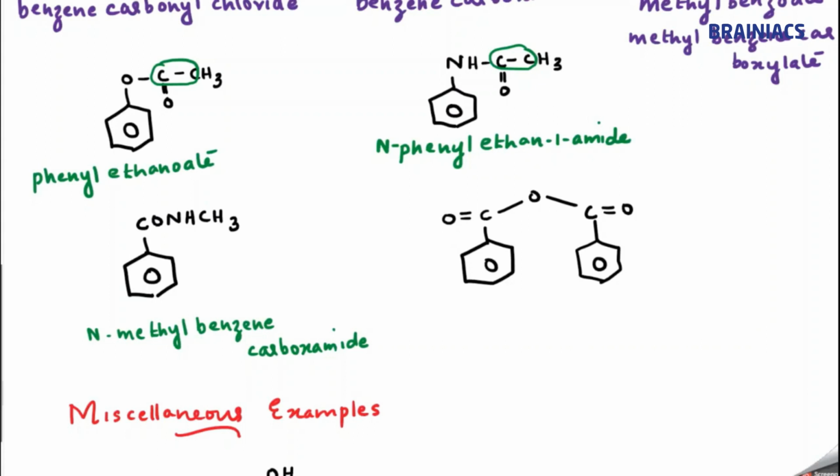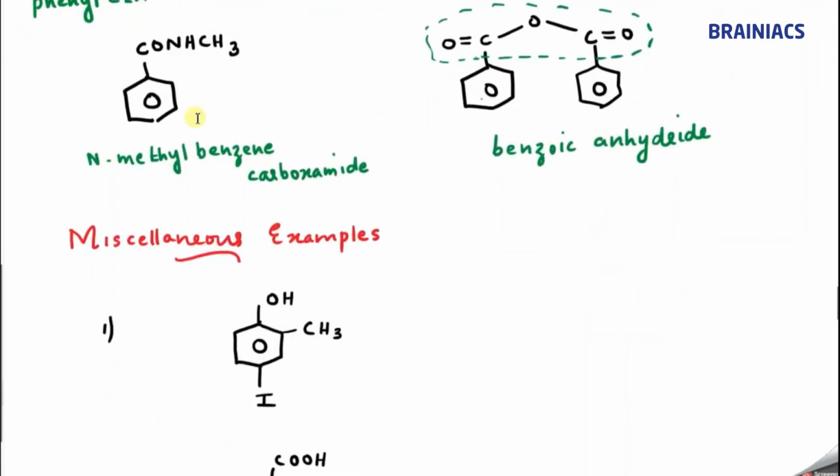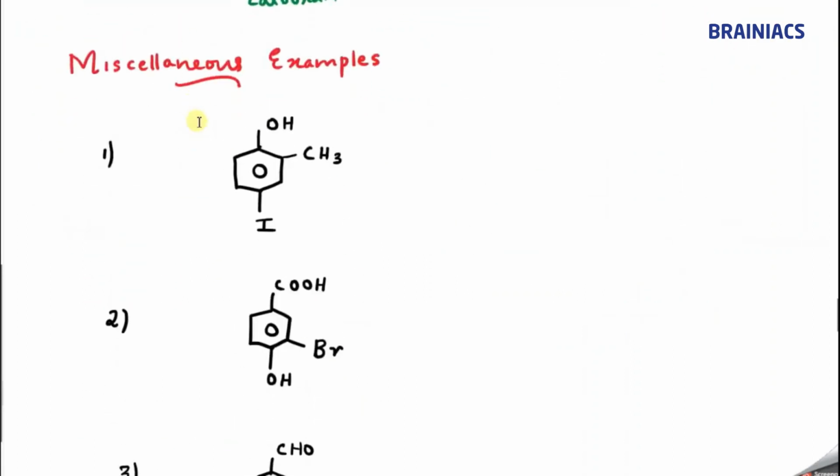Now what about this one? This we have already learned. This linkage is very famous, COOOC. This is an anhydride. Since it is a symmetrical anhydride, we know benzene is coming at both ends, so we can say benzoic anhydride, correct? We have learned already the naming of anhydrides. Okay, benzoic anhydride. Now almost all things are completed, we will do some miscellaneous examples and wind it up. Okay, so let me start with miscellaneous examples.